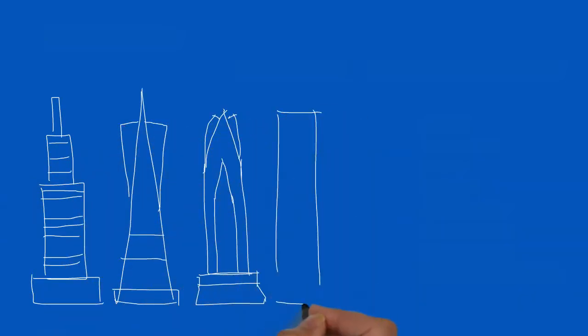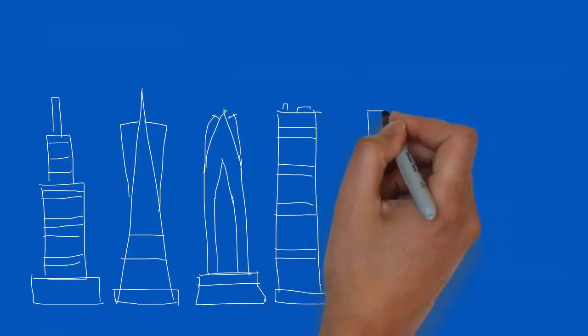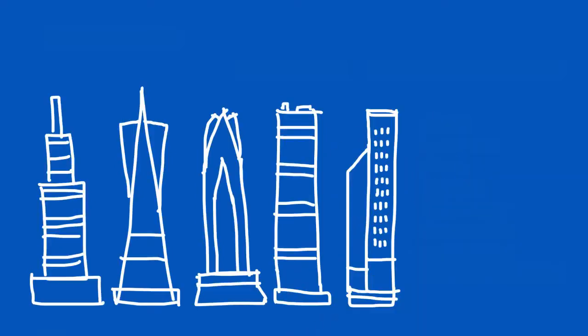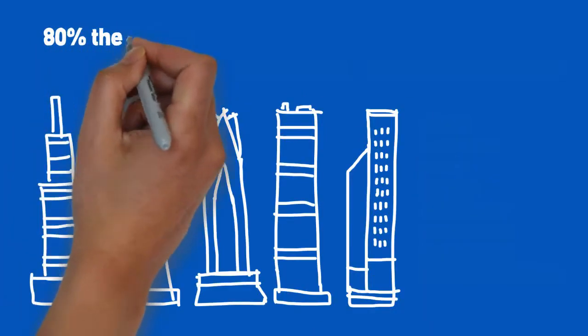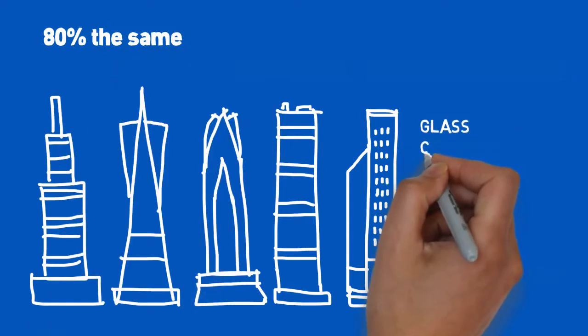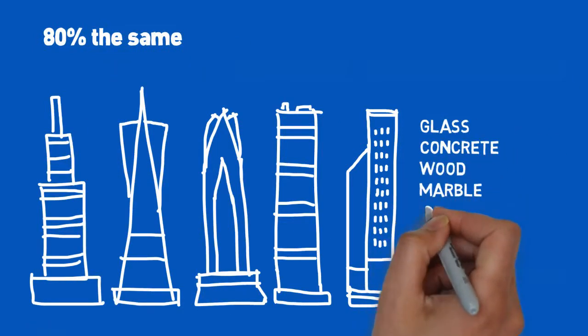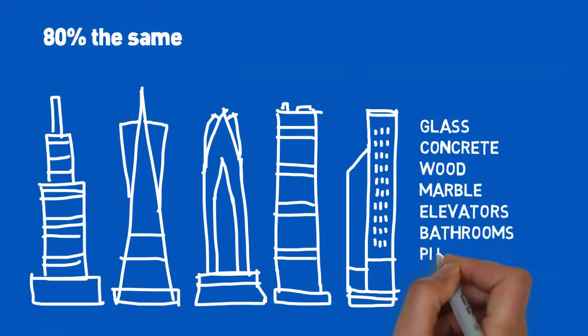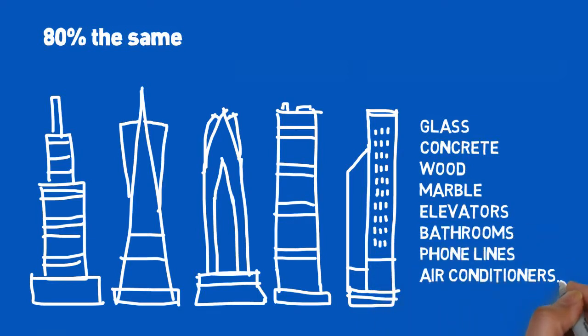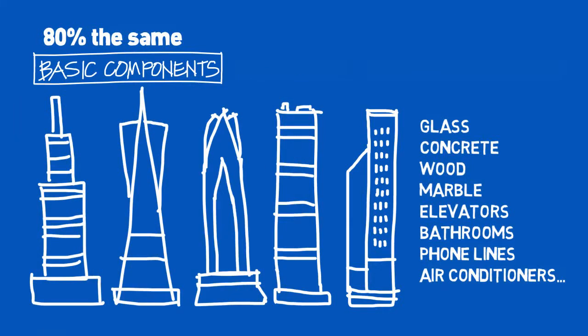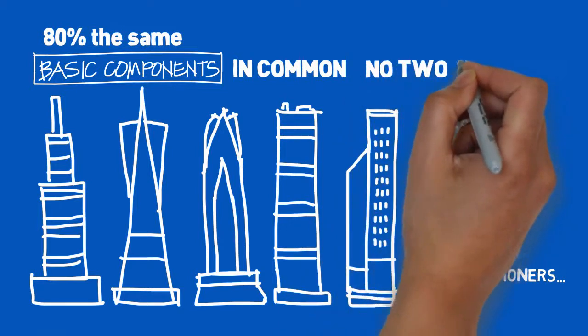We all know there are hundreds of different types of skyscrapers. And we know that every skyscraper built contains at least 80% of the same stuff. They all have in common glass, concrete, wood, marble, elevators, bathrooms, phone lines, air conditioners. The list goes on and on. But even though each skyscraper has many of the same basic components in common, each skyscraper also is a unique design, and it has a unique purpose and function for their owners and users.